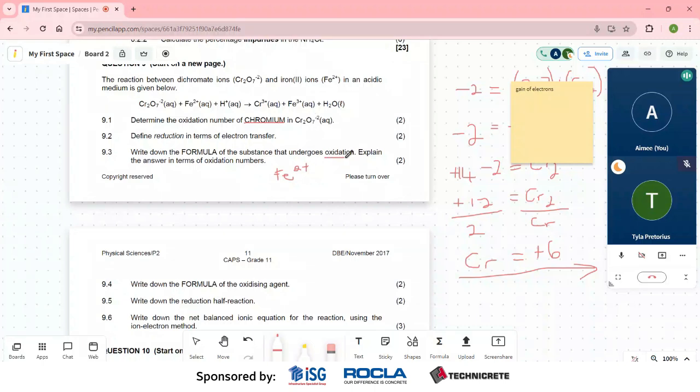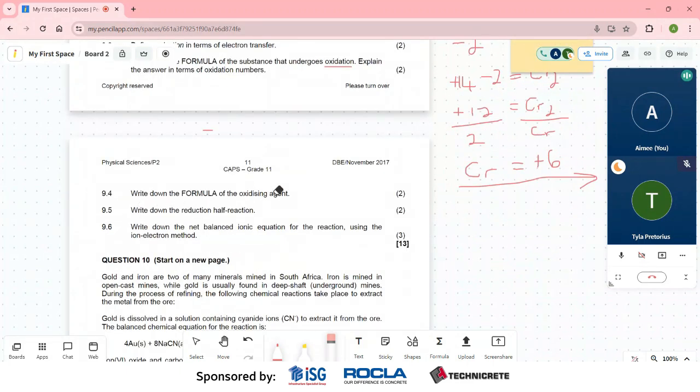And you know that oxidation, OIL RIG, oxidation is the loss of electrons, which means when you're losing electrons, you're becoming more positive. And in this scenario, Fe2+ becomes Fe3+. So Fe becomes more positive and therefore undergoes oxidation. So the answer is Fe2+ because the oxidation number increases from positive 2 to positive 3. The one that becomes more positive undergoes oxidation. Perfect. I hope that made sense.